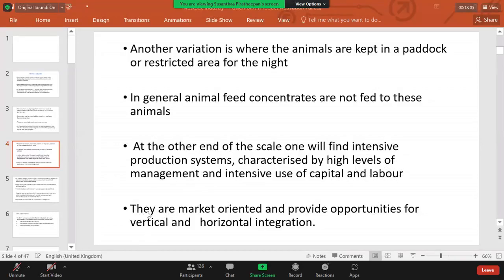They are market oriented and provide opportunities for vertical and horizontal integration. So whether you're going to keep the farm, these are mainly based on the market. Intensive is usually for marketing purposes. So whether it's small scale, large scale, or medium scale, that's not a problem; usually it's based on this market orientation.